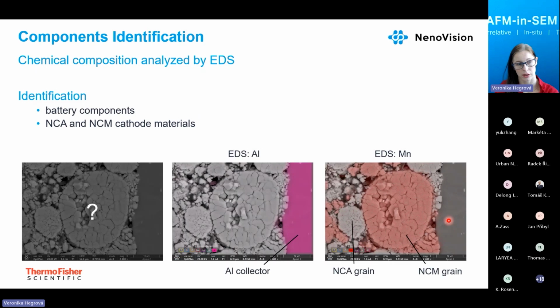This way we put the sample inside and we analyze the EDS first to know what we have. As we can see, the cathode tape, here is the collector. It's very bright, aluminum visible, and we don't see the grain of NCA, nickel, cobalt, aluminum, because there is a very small amount of aluminum there. But thanks to manganese, which is quite strongly visible, we can say that these are NCA grains, and the red ones are NCM.